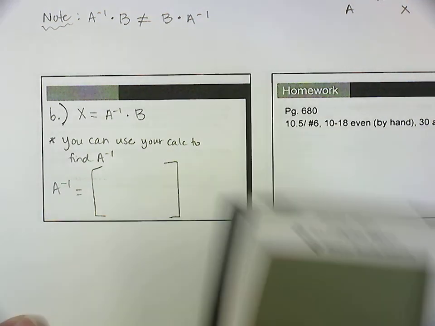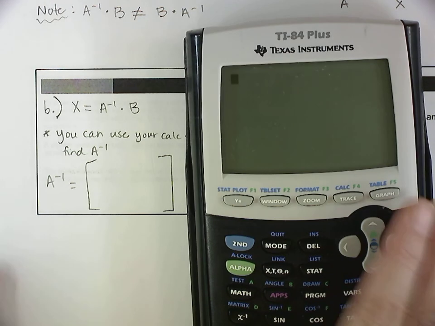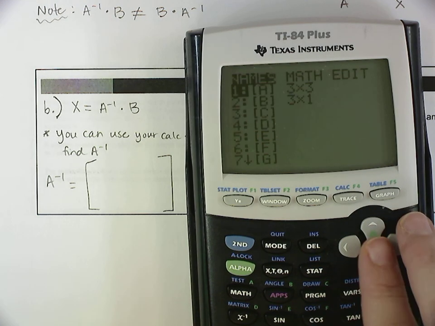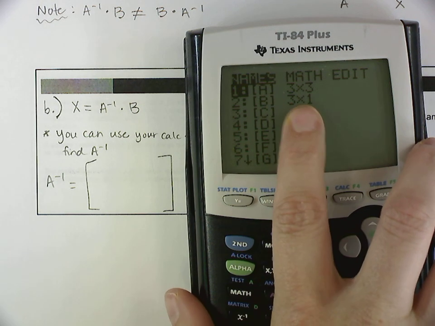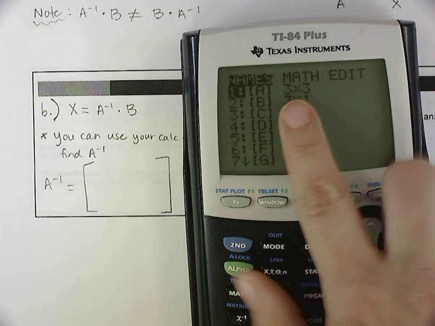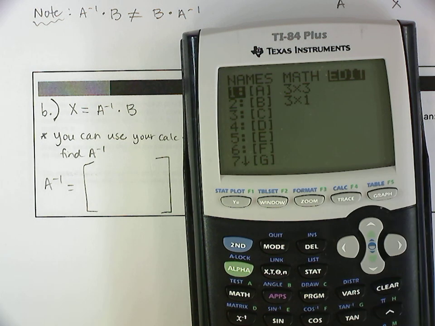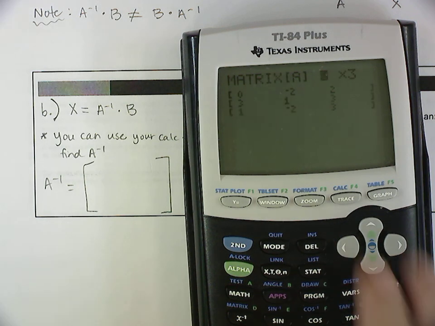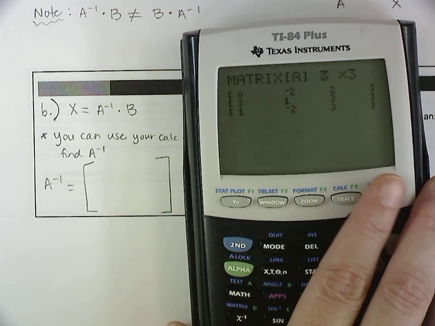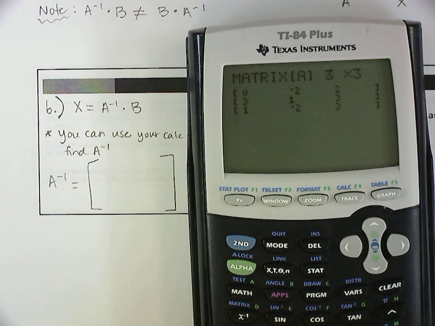Alright, you guys ready? Alright, so the first thing we're going to do is go to our matrix. Now, a lot of you probably just have the first one defined. You probably don't have B defined, right? Okay, so we're going to go over to edit. Okay, and for A, I'm going to edit A. So I want A to be a 3 by 3. So you would type in 3 by 3.